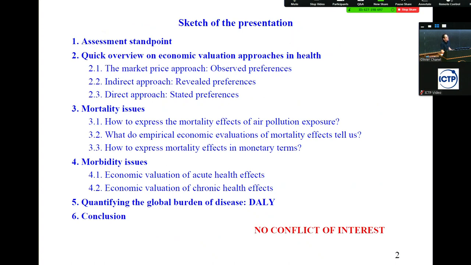So what I'm going to do today is to start with an explanation of the focus of the talk of today, then having a quick overview of the three main economic approaches that can be used to assess health impacts, then focusing on mortality issues because it's the largest burden of the health effects. So I'm going to spend more time on these mortality issues and then on the morbidity issues and finally presenting a new, in the sense that it is about 25 years old, way to quantify both the mortality and the morbidity issues, the DALY.